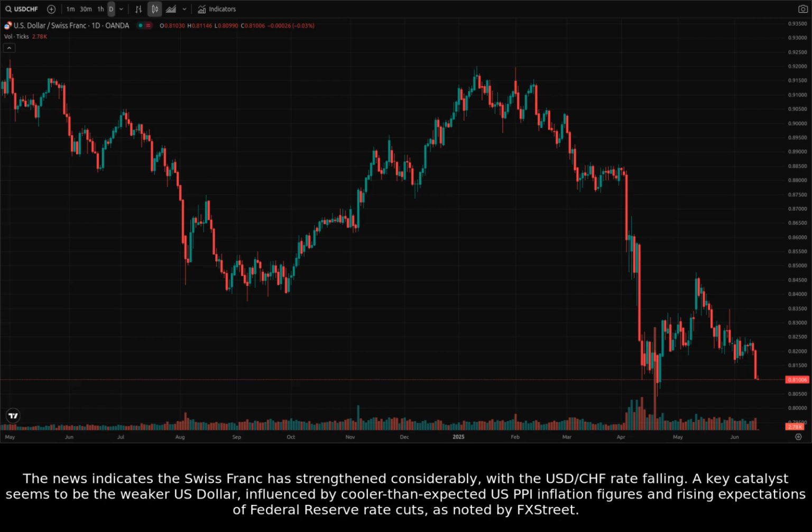The news indicates the Swiss franc has strengthened considerably, with the US dollar to Swiss franc rate falling. A key catalyst seems to be the weaker US dollar, influenced by cooler-than-expected US PPI inflation figures and rising expectations of Federal Reserve rate cuts, as noted by FXStreet.